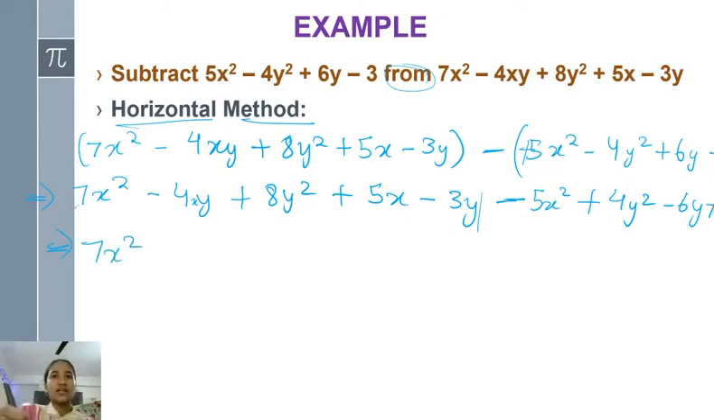So the next step is grouping the like terms. 7x squared, what is the like term? Yes, minus 5x squared. I'll just write it down. Minus 4xy, do you have any like term? No, so basically you're just going to keep it like that.